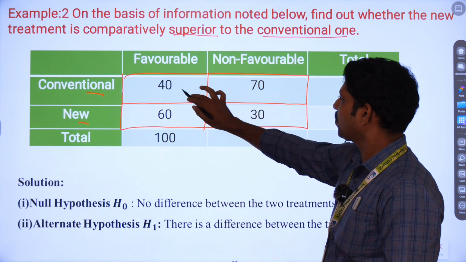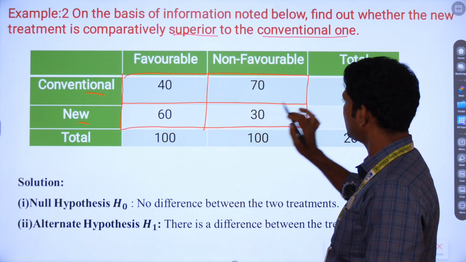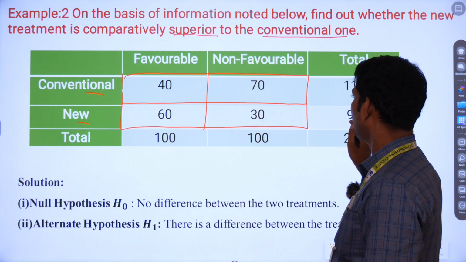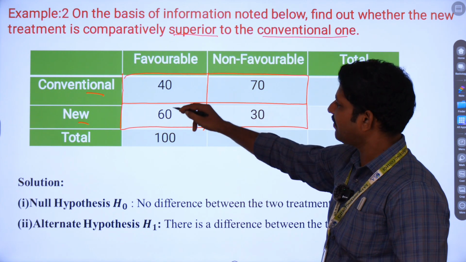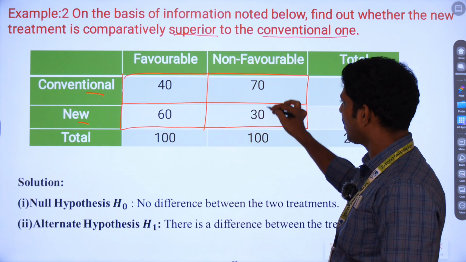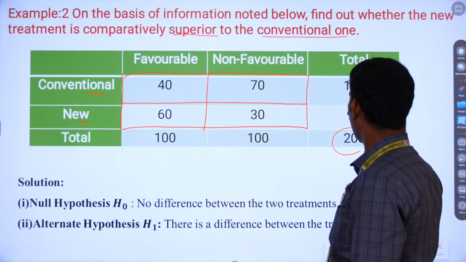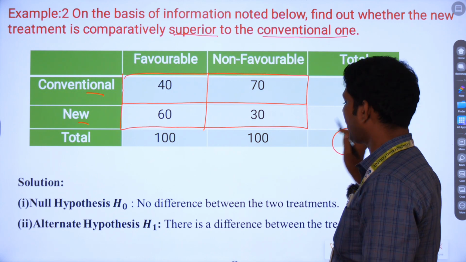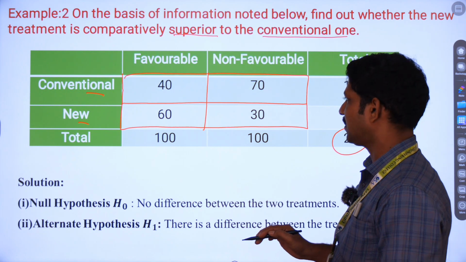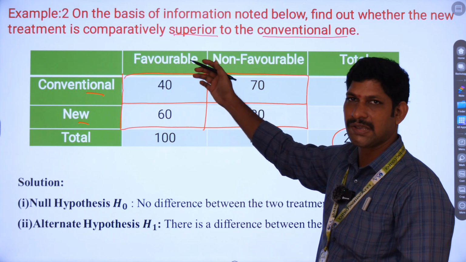Both row totals are given, as well as both column totals. Row total 40 plus 70 is 110. 60 plus 30 becomes 90. Column wise, 60 plus 40 is 100. Second column, 70 plus 30 is 100. Finally the total frequency, capital N, becomes 200. That is also identification of a chi-square test.